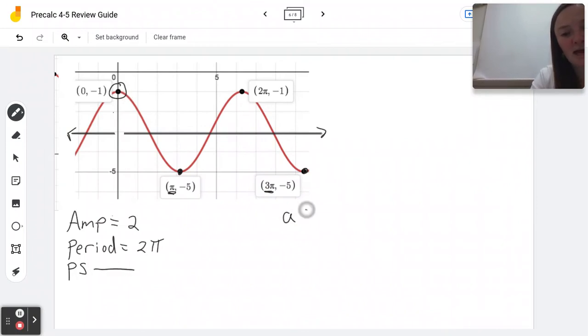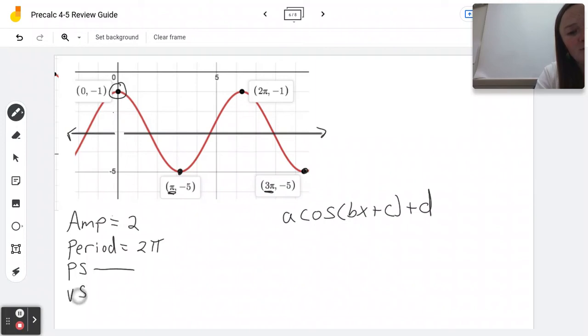Let's assume that this is the a cosine of bx plus c plus d graph. That'd be a lot easier. All right, so let's say there is no phase shift. Let's say the cosine starts at the max. And lastly, do we have any vertical shifts?